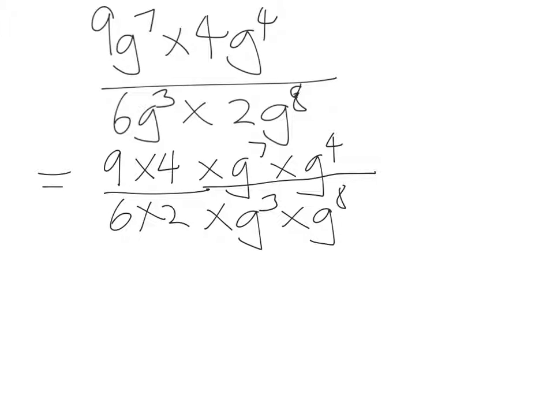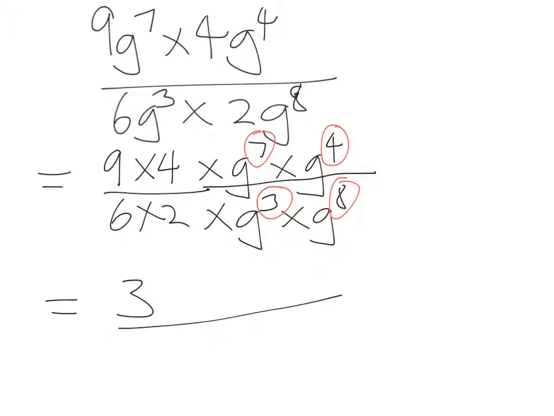Now let's have a look. 9 times 4 is 36. 6 times 2 is 12. If I divide those, I will get 3. Now let's look at the g's. On the g's, I've got on the top, g to the power 7 and g to the power 4. And on the denominator, or the bottom, I've got g to the power 3 and g to the power 8.